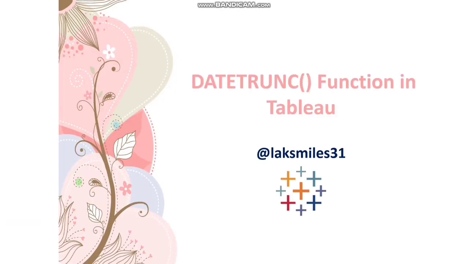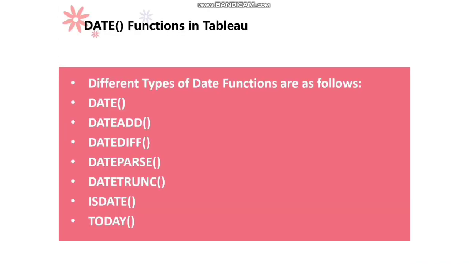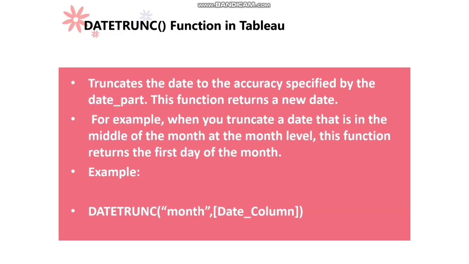Date trunc function in Tableau. Let's get started. So date trunc is one among the important date functions in Tableau. Date trunc helps us to truncate the date to the accuracy specified by the date part. This function returns a new date. For example, when you truncate a date that is in the middle of the month at the month level, this function returns the first day of the month. The example is right below.